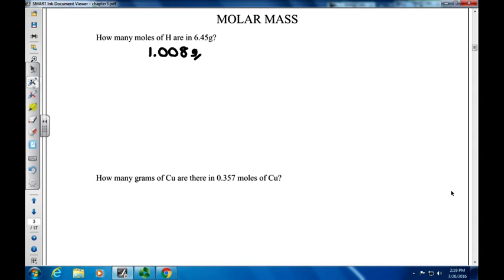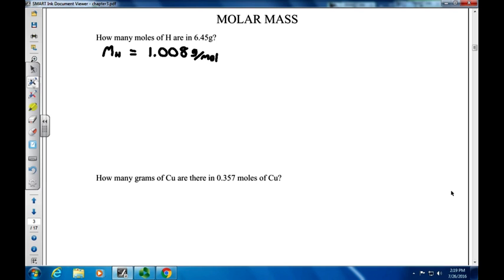So this actually means 1.008 grams per mole. So now that we know the molar mass of hydrogen is 1.008 grams per mole, it's very simple dimensional analysis to find out how many moles of hydrogen are in 6.45 grams.